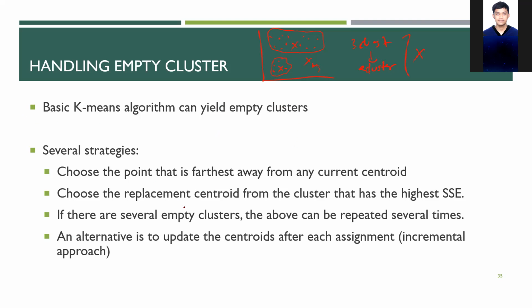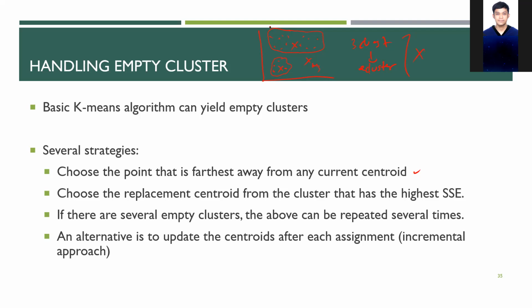For example, we can choose the point that is the farthest away from any current centroid, and then we choose it as a replacement centroid for the cluster that has the highest SSE. We also can choose this. For example, the first one, use the first one.